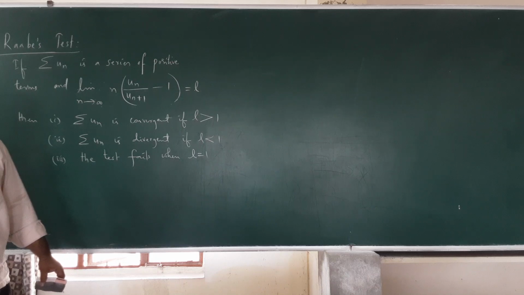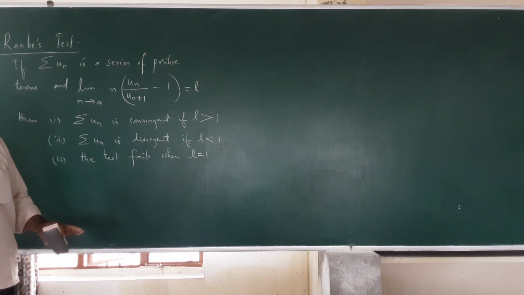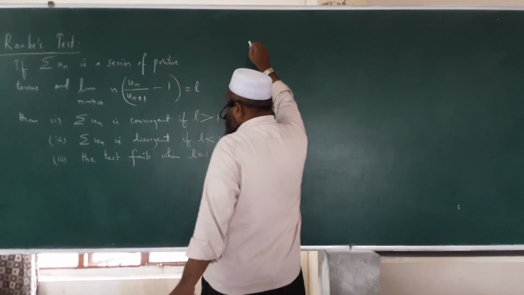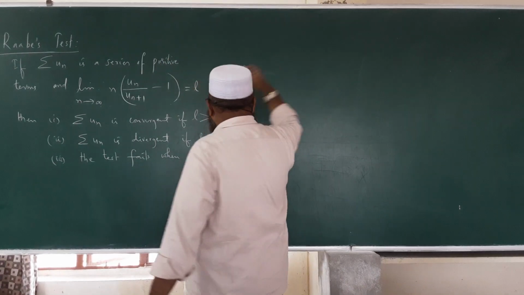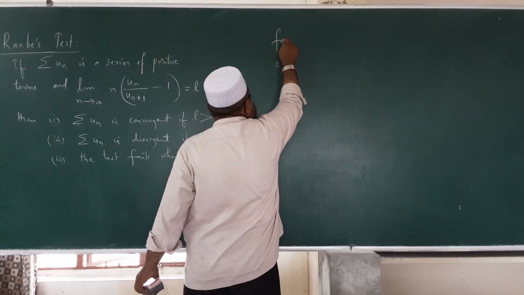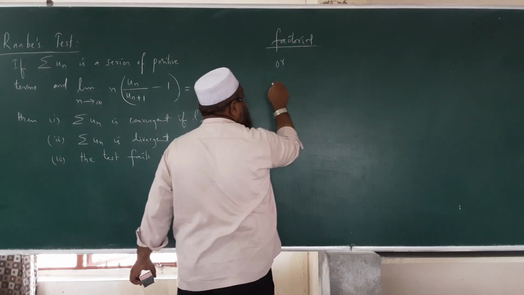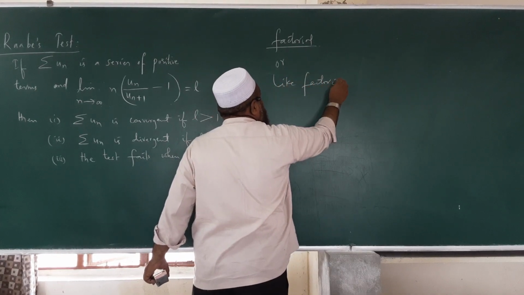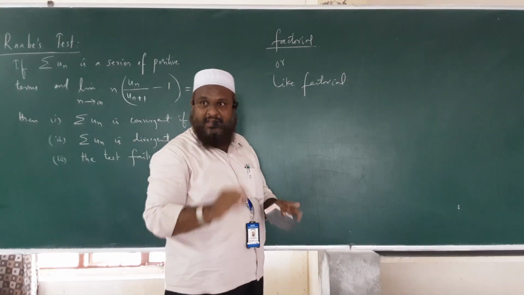Let us take up a problem where we will apply the ratio test first. Then if it fails, we will take the help of Raabe's test. Do you remember that the ratio test should be applied when a factorial comes, or something like a factorial? Keep in mind this is a very important point. What do I mean by like factorial? I will make it clear.